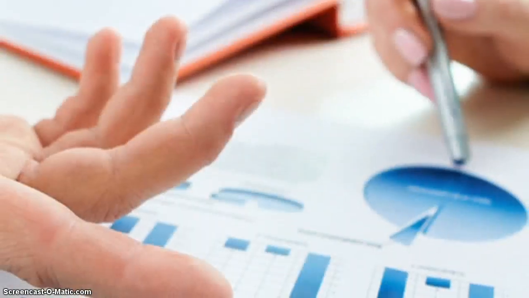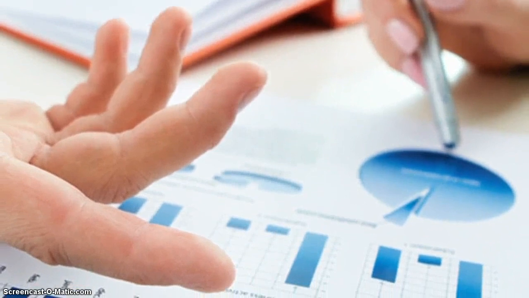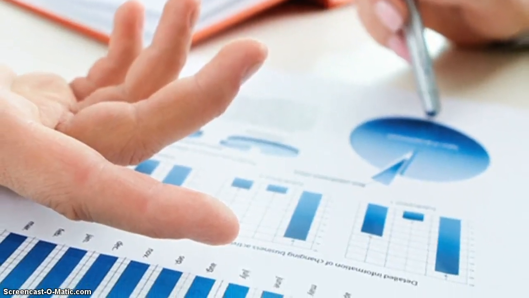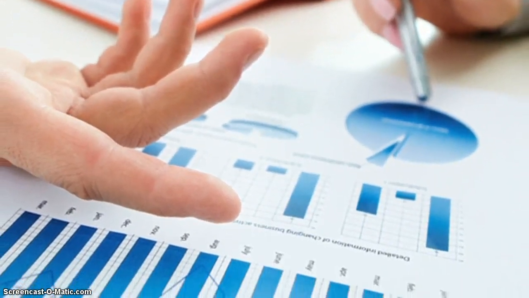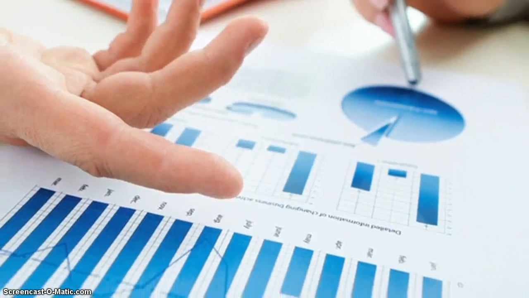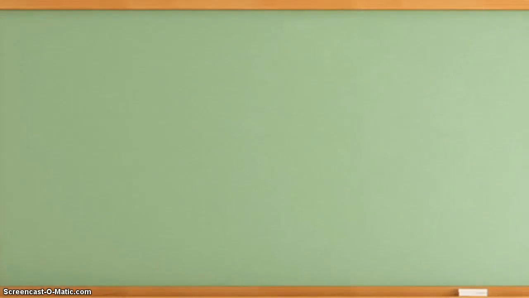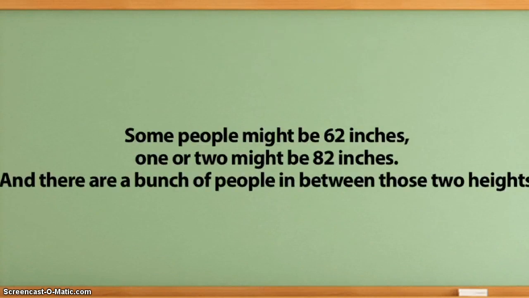So you want to do a study to see if taller people are smarter. One of the first things that has to be done when designing a study is to identify your variables. In our study above, height and IQ are the variables that we are measuring. Let's say that we want to measure height in inches. Some people might be 62 inches, and one or two might be 82 inches. And then there are a bunch of people in between those two heights.